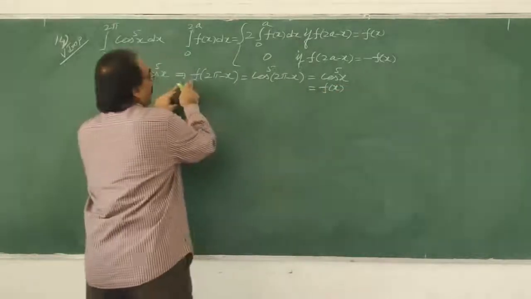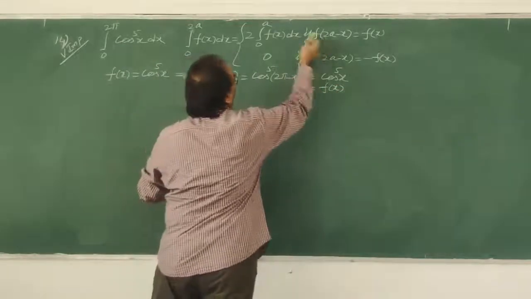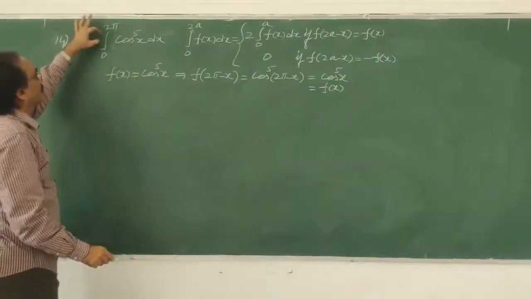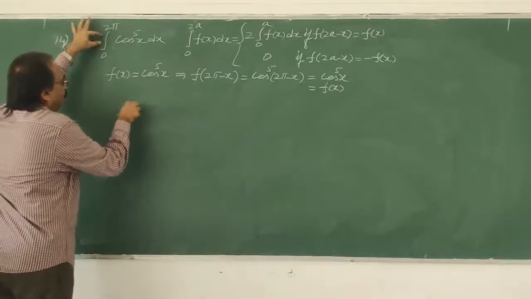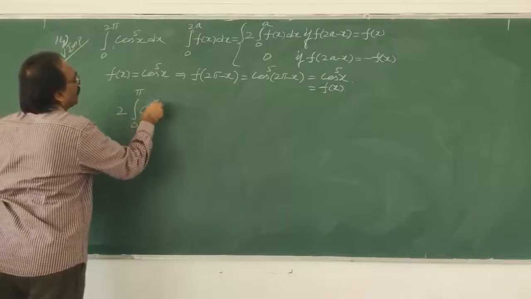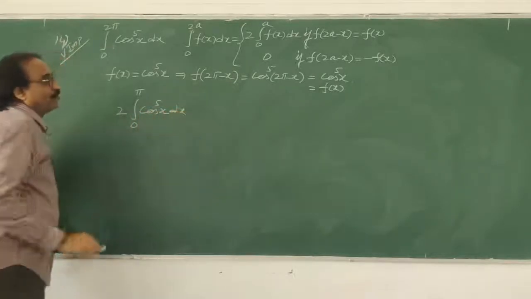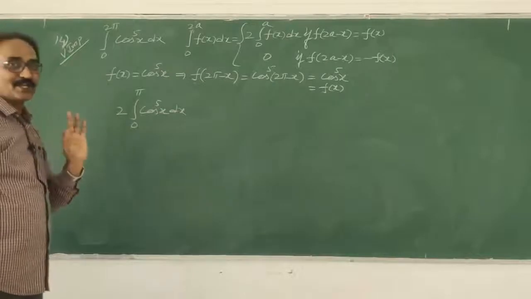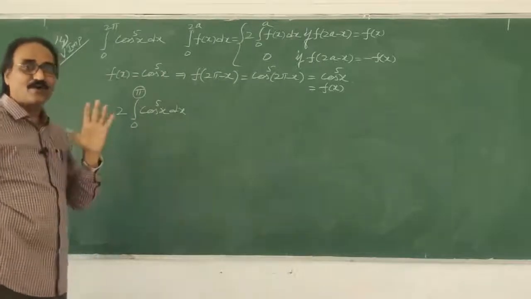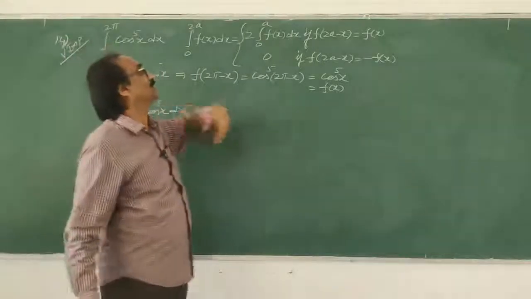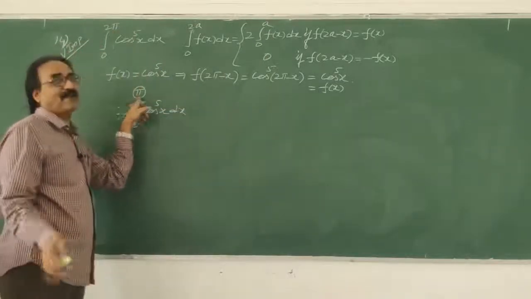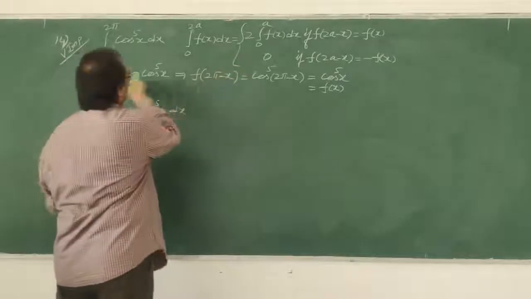So finally, f of 2a minus x is equal to f of x, you got it, means you can write 2 into 0 to a f of x dx, the given function. Therefore, this one we can write as 2 into integral 0 to a, here how much? Pi, cos power 5x dx. Now what to do, sir? Now here only one thing you have to remember. Now you treat pi as 2a. Now remember pi as 2a, apply the same principle. Here 2a means 2 pi, here 2a means pi, that's all. Again same function, everything is same.